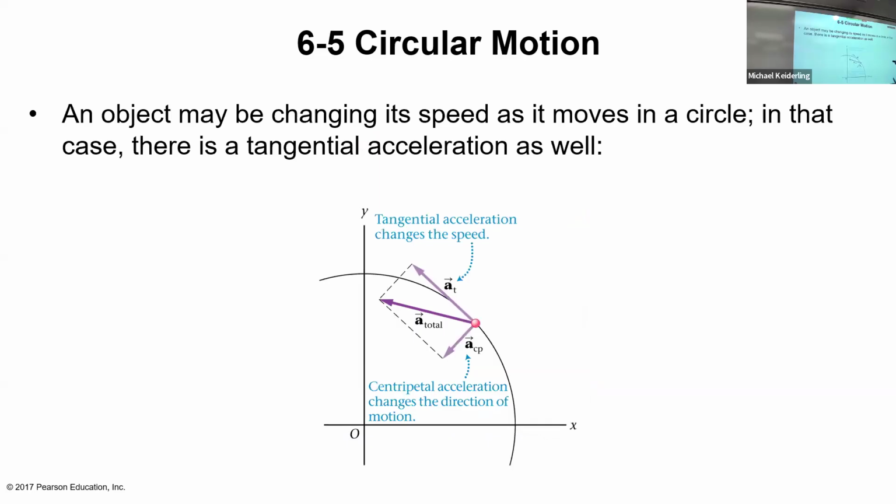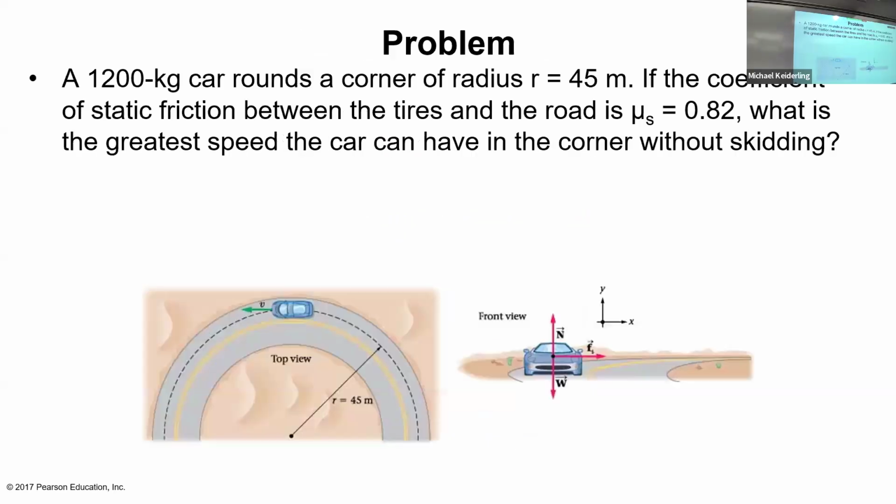And if an object is also changing its speed as it moves in a circle, there is also a tangential acceleration. We'll get into that more when we talk about rotation and other circular stuff.